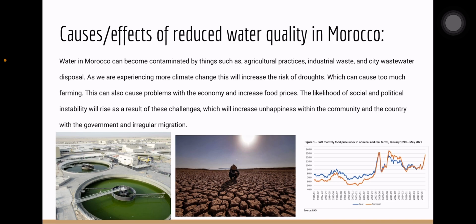So I chose a picture of the wastewater factory. I chose another picture of a drought in Morocco, which they are already experiencing. And I chose a graph showing the increase of food and the economy status.